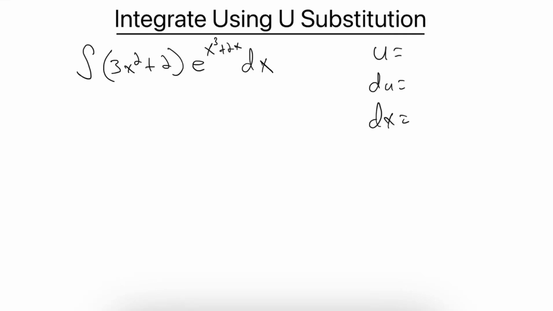Today we're going to solve some integration problems using u substitution. So our first problem is take the integral of (3x squared plus 2) times e raised to the power of x cubed plus 2x dx. So first we have to find u.